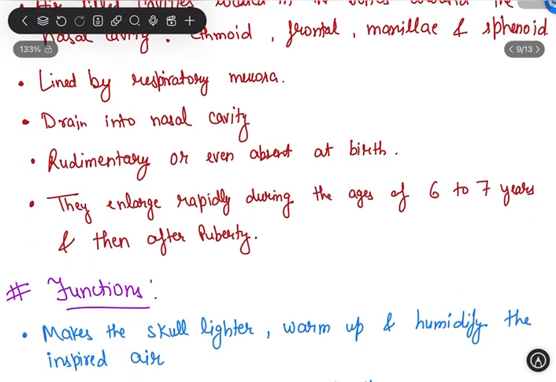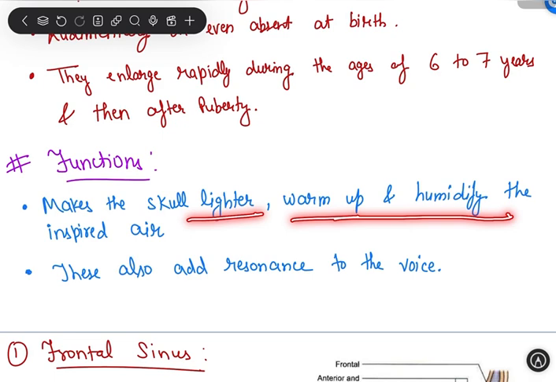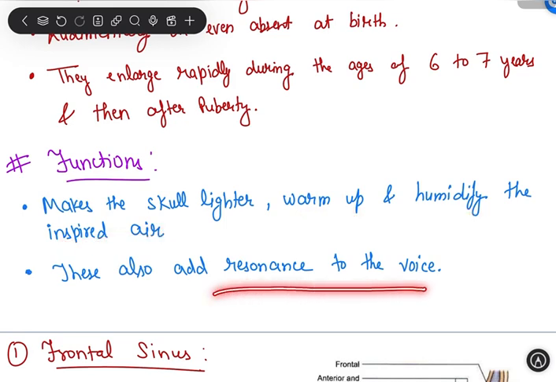Now we will talk about the functions. What are the functions of these paranasal sinuses? The first is that they make the skull lighter, as the sinuses are filled with air, so they help in reducing the weight of the skull. They also warm up and humidify the inspired air. As we inspire, the air is not warm or humidified, so the function of the paranasal sinuses is to warm up and humidify the inspired air. These also add resonance to the voice.